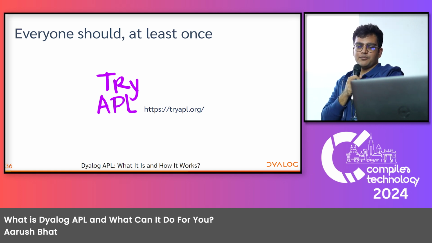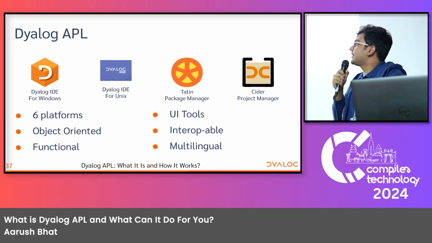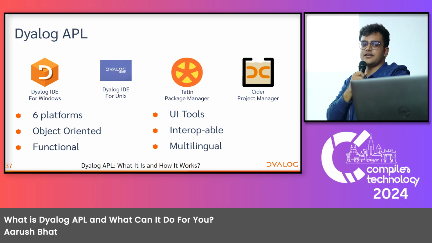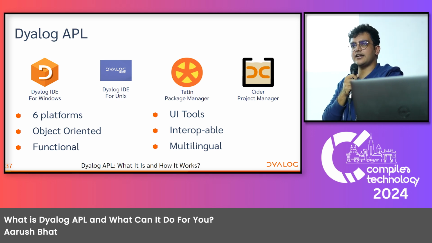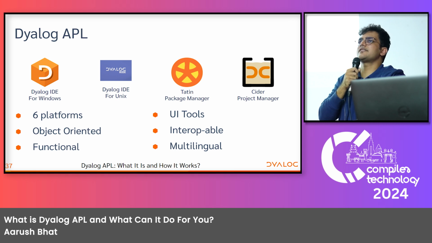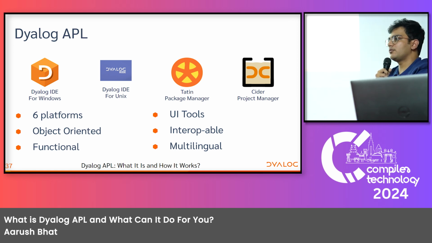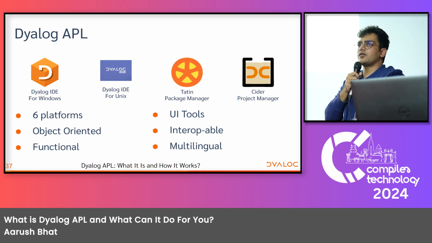So, Dyalog APL has its own IDE for Windows. There's a different IDE called RIDE for Linux and Mac. There is a package manager that has a decent number of packages. I won't say it's big, but it has a decent number of packages. Then we have a project manager called Cider. Then it's available on 6 platforms. It has object-oriented programming, it has functional programming, it has UI tools, it is interoperable with Python and .NET.